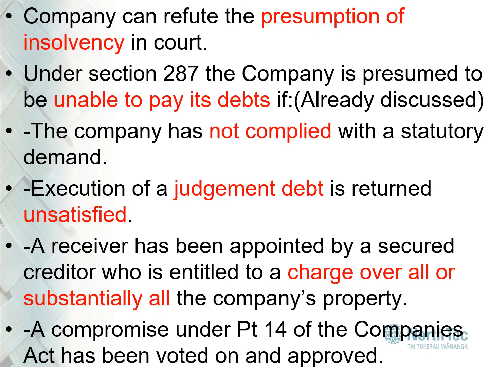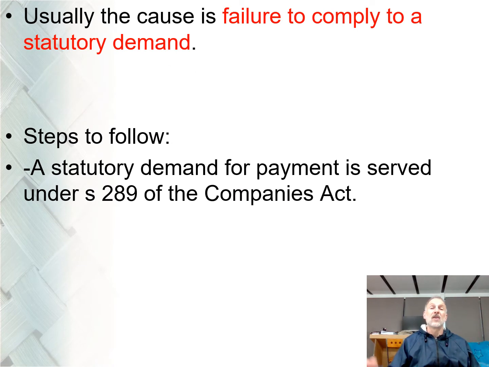Execution of a judgment debt is returned unsatisfied. A receiver has been appointed by a secured creditor who is entitled to a charge over all or substantially all the company's property. A compromise under Part 14 of the Companies Act has been voted on and was approved. We've already seen that the cause for liquidation always starts with a failure to comply with a statutory demand. We've already looked at that.